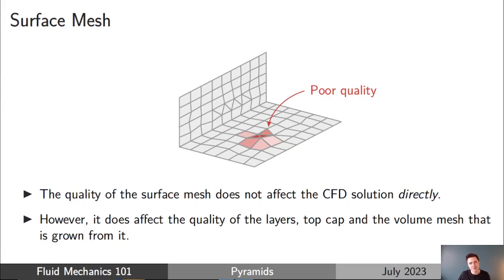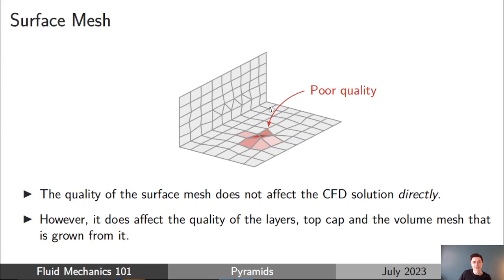And so what does this mean? Well, it means that when you generate a surface mesh, the quality of those 2D cells, the squares and the triangles that make up the surface mesh, don't directly affect the quality of the CFD solution. But those 2D cells are going to be projected upwards, first to create layers, then to create a top cap, then to create pyramids and tetrahedrals. And the quality of those 3D cells are ultimately going to be affected by the quality of the 2D surface mesh. And this is why it's important to have a good quality surface mesh.